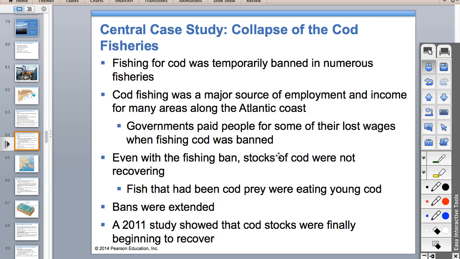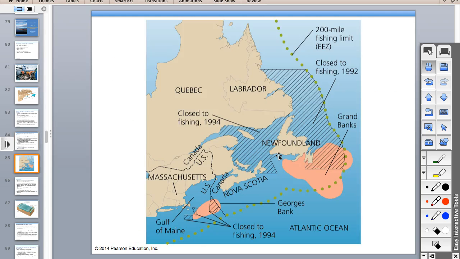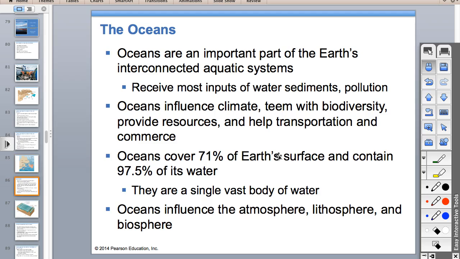They actually closed this fishing area in 1994. In 2011, so you're looking at 17 years later, they're starting to rebound, but that's still not open to people having a boat and doing this for a living. You can see all the areas that were closed to fishing, and that's because they were completely overfished. What ended up happening here, I'll go back a little bit.